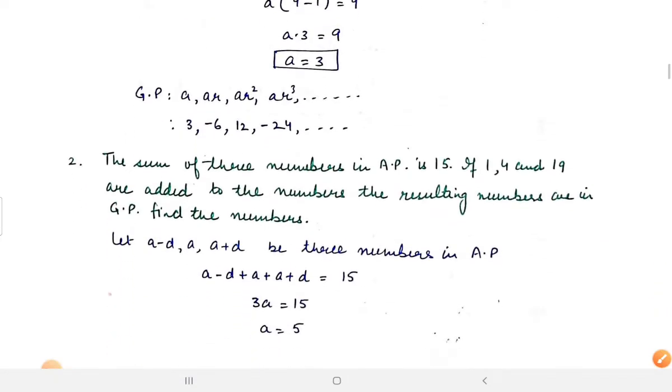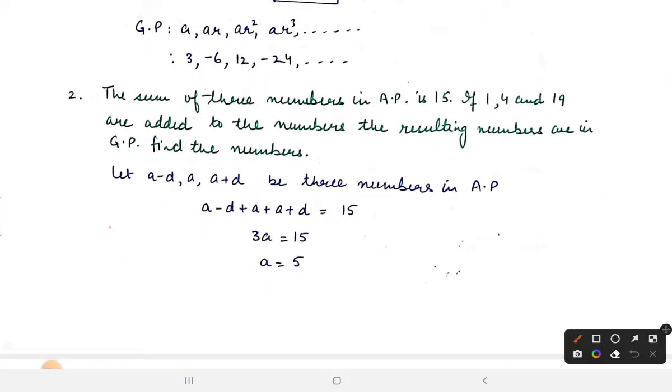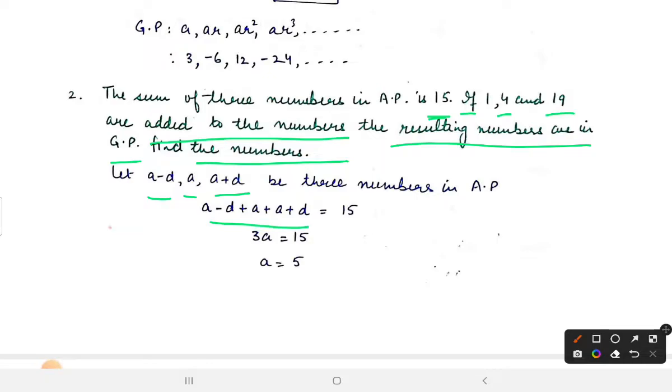Next, the sum of three numbers in AP is 15. If 1, 4 and 19 are added to these numbers, the resulting numbers are in GP. Find the numbers. So let the three numbers in AP be A minus D, A and A plus D. The sum of these is given as 15. So we have A minus D plus A plus A plus D as 15. The D's cancel, so 3A is equal to 15. So A is equal to 5.